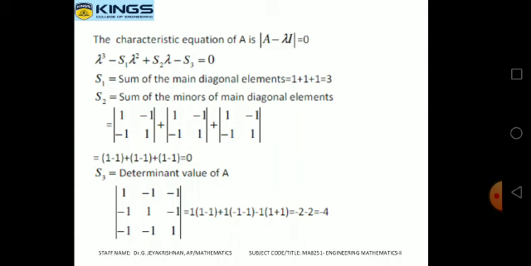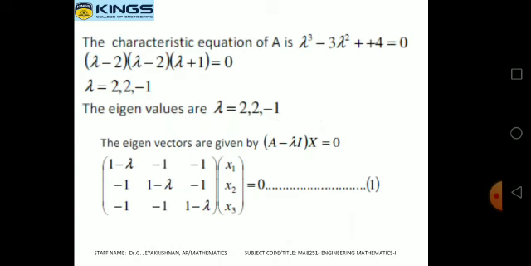And s3 is the determinant value of the matrix. Therefore, the determinant value of the above matrix, we can get the value of minus 4. Therefore, s1 is equal to 3, s2 equal to 0, and s3 equal to minus 4. We substitute these three values into the general form of the characteristic equation. Therefore, the characteristic equation of A is lambda cube minus 3 lambda square plus 4 equal to 0. This one is the characteristic equation.